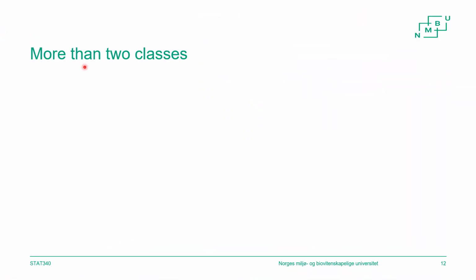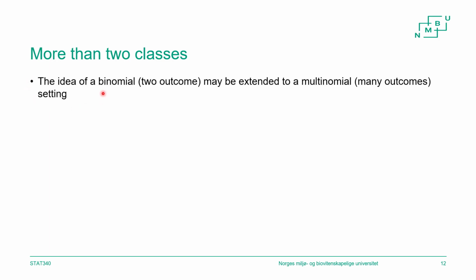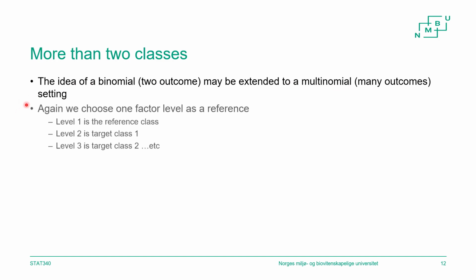Okay. So what do we do if we have more than two classes? Everything we have seen up to now is sort of a machinery that works for two classes. Well, the idea of a binomial with two outcomes may easily be extended to a multinomial with many outcomes. So we can actually take the same idea and expand it. And again, we choose one factor level as a reference, and then all the other levels are targets that are sort of compared to this reference class.